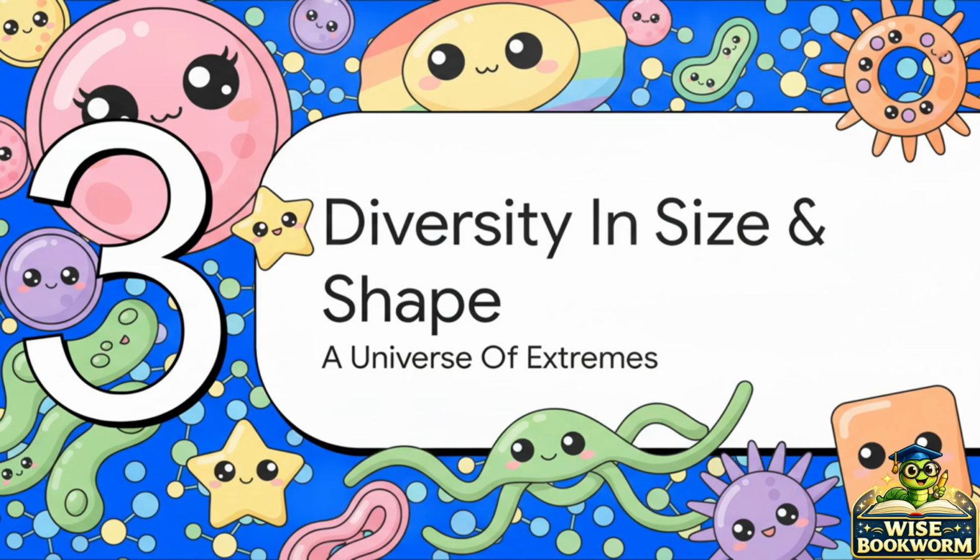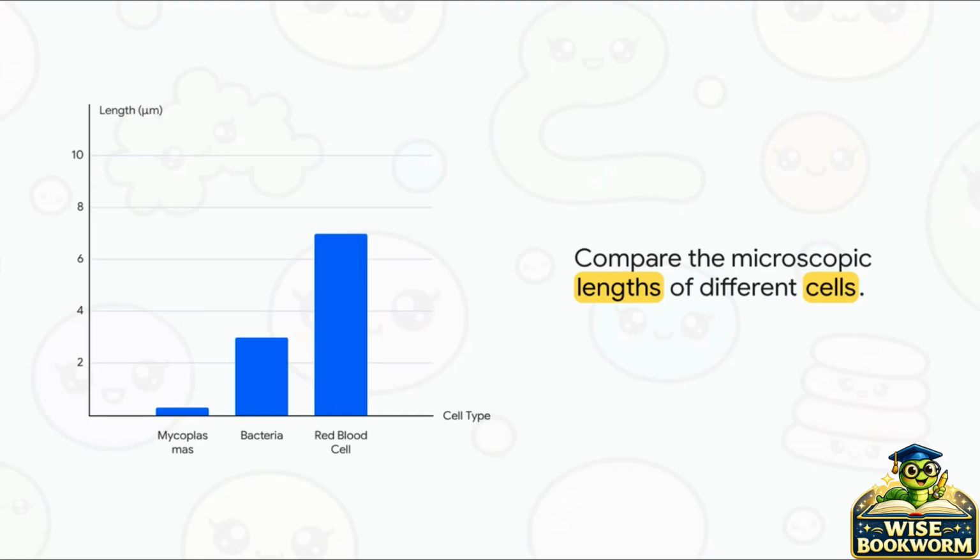Okay, Section 3, diversity in size and shape. Welcome to a universe of extremes. So, if you have this picture in your head of a standard or uniform cell, just go ahead and toss it out the window right now. The extremes here are wild. Let's look at the microscopic scale.